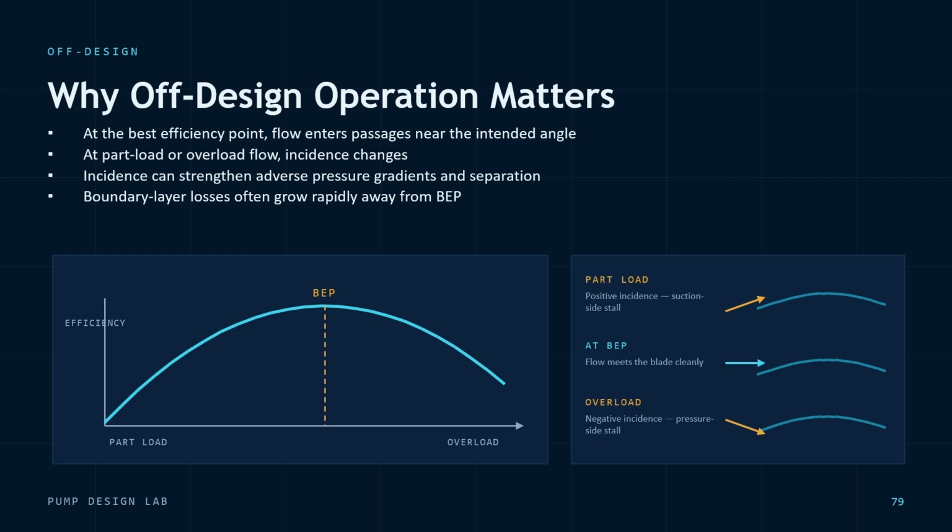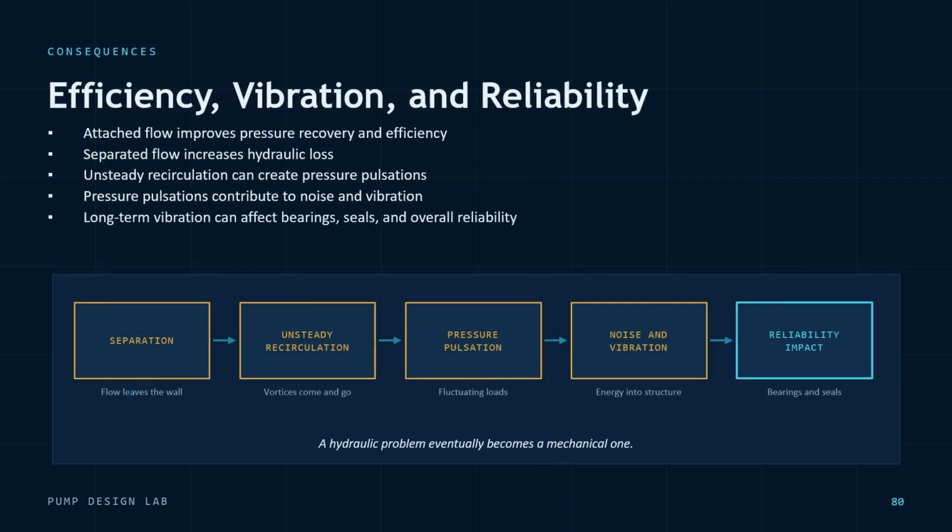Those off-design losses do not affect efficiency alone. They can also affect vibration and long-term reliability. The link to efficiency, vibration, and reliability. Attached flow supports good pressure recovery and high efficiency. Separated flow wastes energy and creates unsteady recirculation. That unsteadiness can cause pressure pulsations, noise, and vibration. Over time, vibration can add stress to bearings, seals, shafts, and structural components. Boundary layer management therefore matters not only for efficiency, but also for pump reliability.